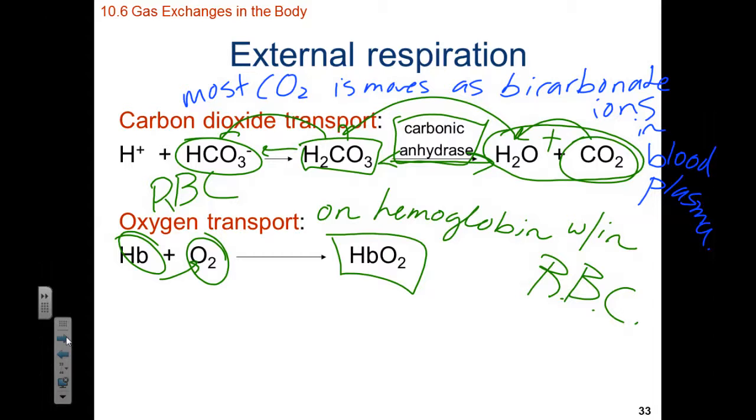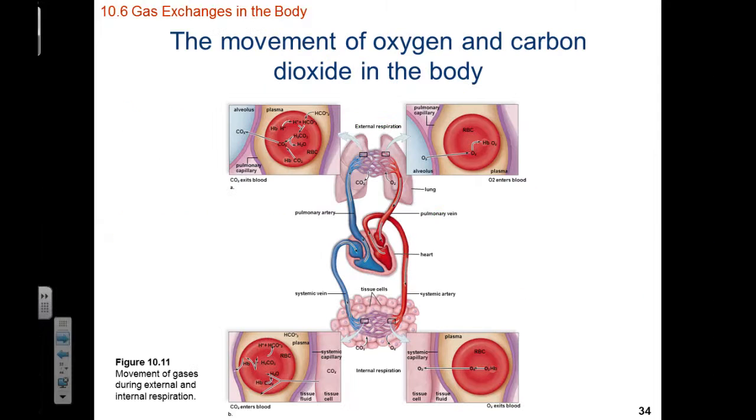And we covered that and emphasized that in extreme detail when we covered the blood as part of our cardiovascular system. So this figure does a great job of summarizing the process. In our lungs, where we have external respiration, we are going to have bicarbonate ions going into the red blood cells and being turned with carbonic anhydrase back into CO2, which then diffuses into the alveoli of the lungs and then is exhaled.